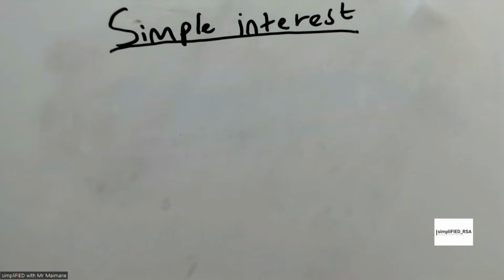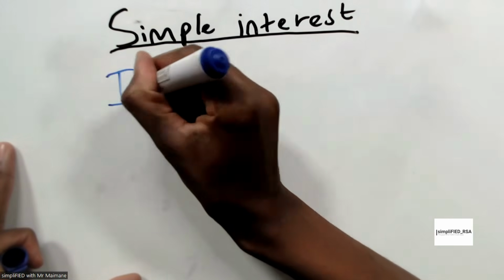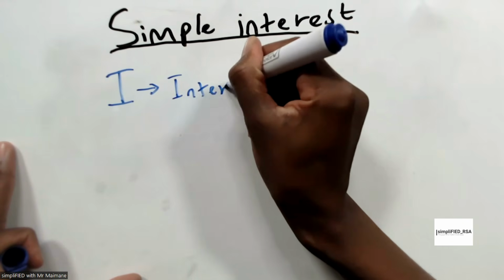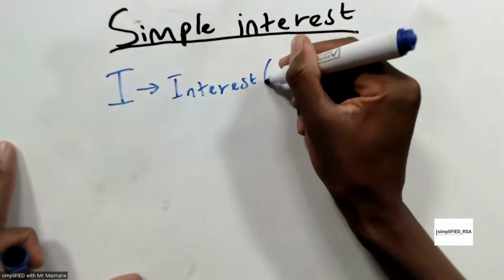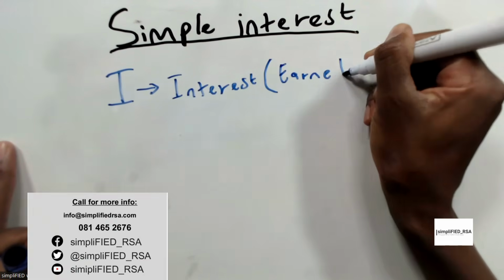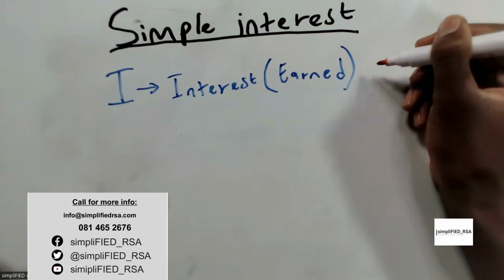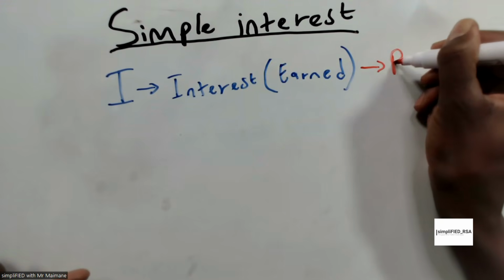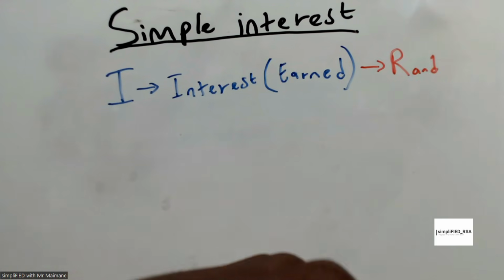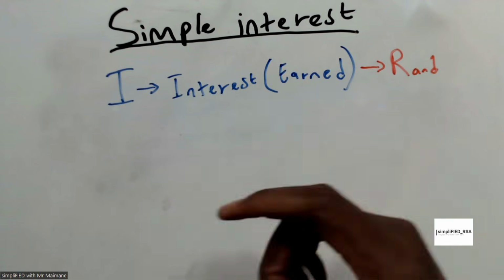Under simple interest, we have the following variables involved. We have I, which stands for interest, the interest you earn on an investment. If you calculate the interest earned, it is measured in rands, or whatever currency if you're watching from a different country. But this is money. And then we have R.